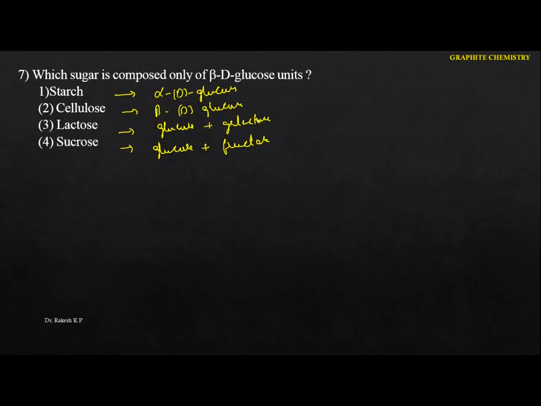That means the disaccharides: lactose is made up of glucose and galactose, and sucrose is also a disaccharide made up of glucose and fructose. But starch and cellulose refer to polysaccharides, with alpha-D-glucose as the monomer in starch and beta-D-glucose in cellulose. Cellulose is a linear polymer of beta-D-glucose units linked by beta-glycosidic linkages. Hence the option is the second one. Okay, so next one.